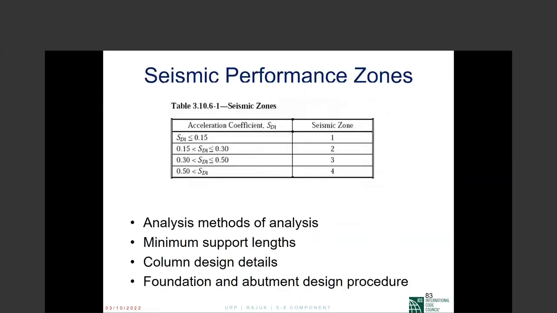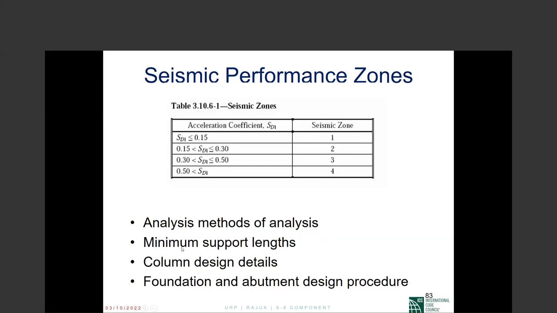What is the importance of the acceleration coefficient for the S sub D1? It will give you what the seismic zones are. We have 4 seismic zones. If you are in a high seismic area, most of the time you will be in seismic zone 4. What does it mean? It will dictate the analysis method.